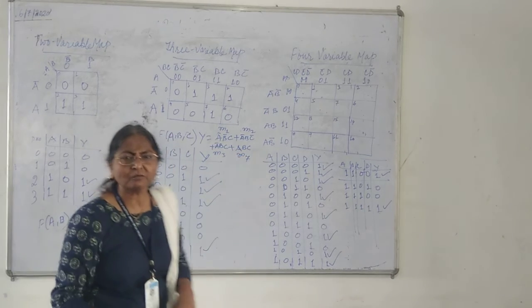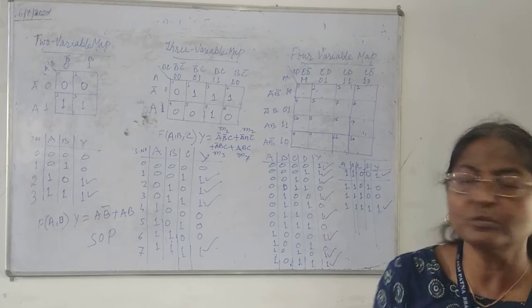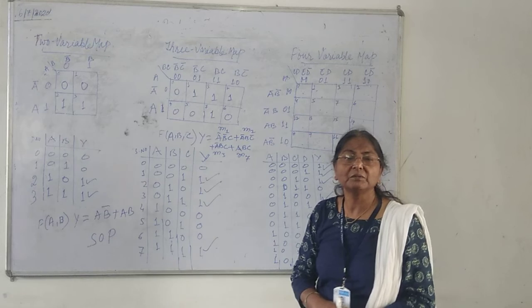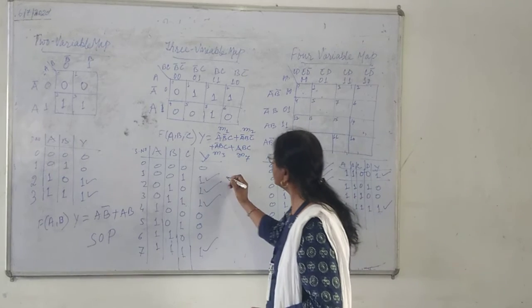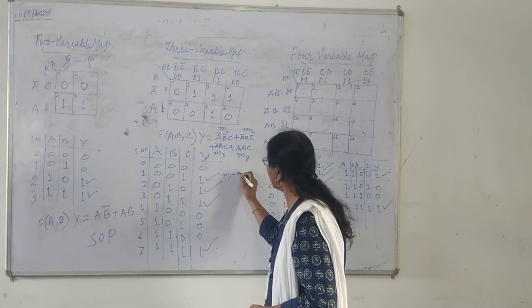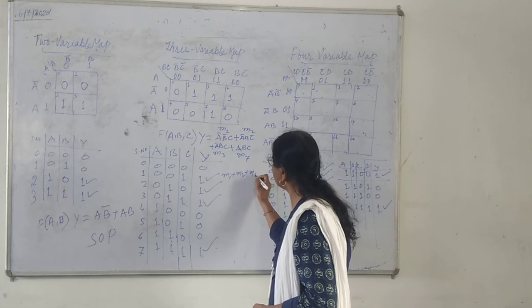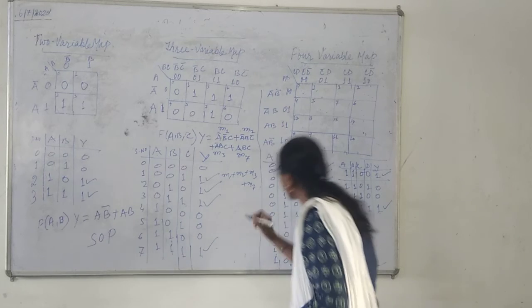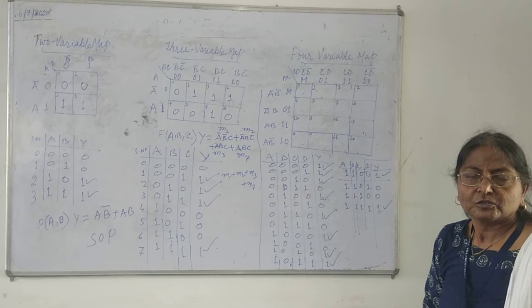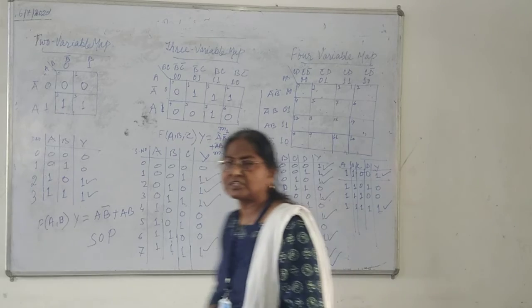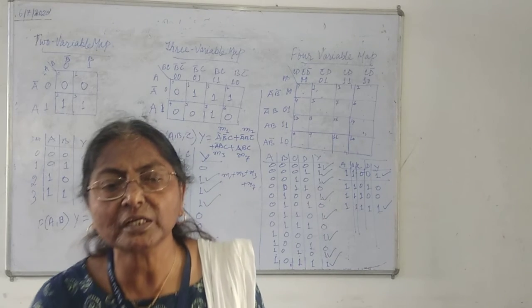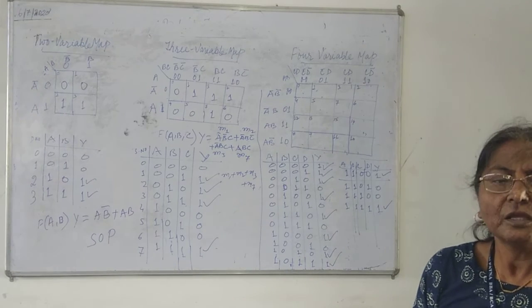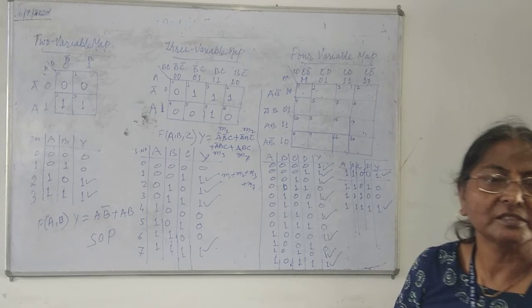The equation may be given in the form of min-terms. Function y is given as M1 or M2 or M3 or M7. We can write it as M1 or M2 or M3 or M7. The problem may be given in the form of a statement, a Boolean equation, a min-term equation, or a truth table. In any form the problem is given to you, you can design the K-map.